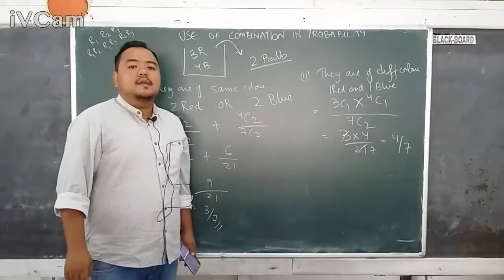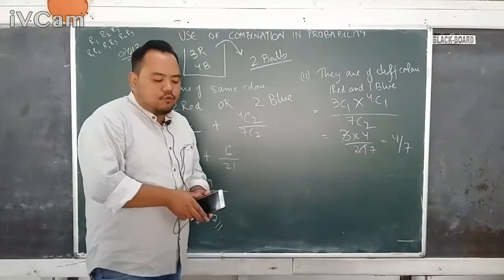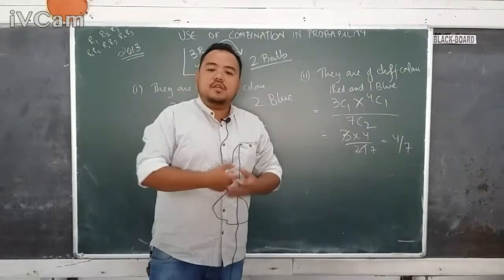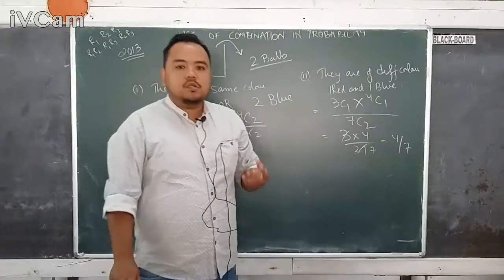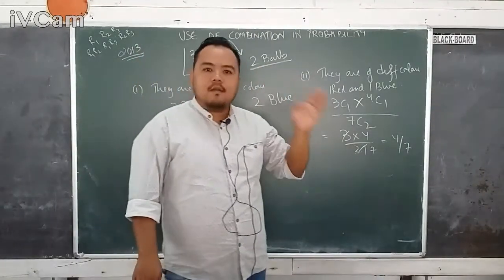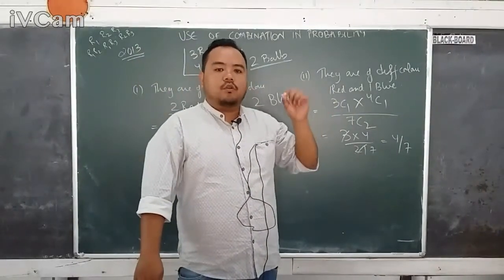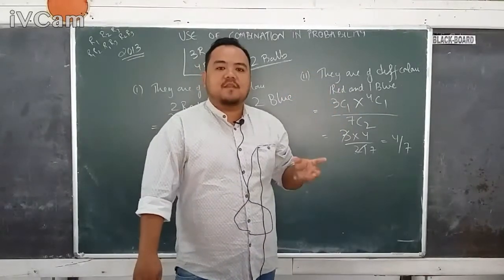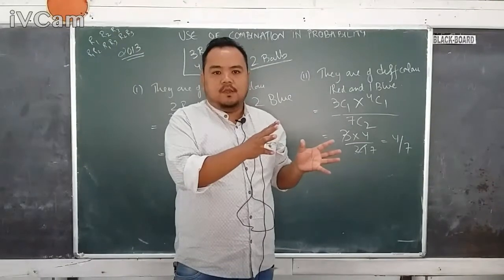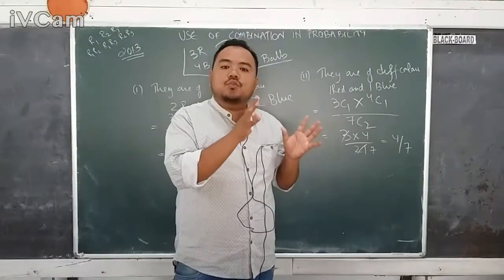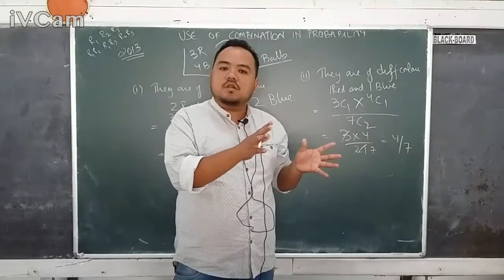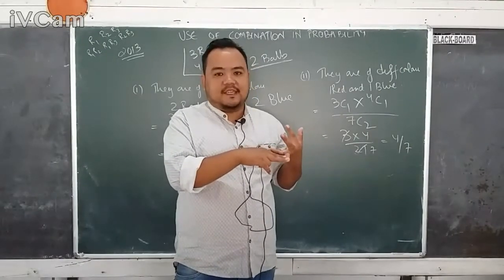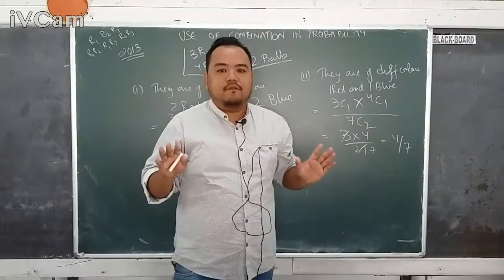So this is 4/7. Before I move on to the next question, let me make things clear. Combination means we are arranging n things by taking r things at a time. That means we are just grouping them. Is that clear? We are not interested in which ball gets selected first or which ball gets selected second. The order is irrelevant here.